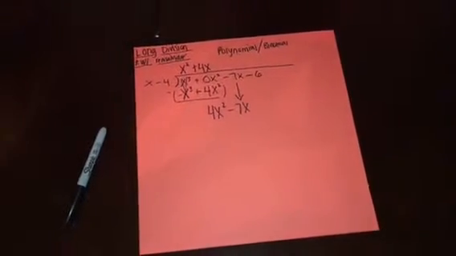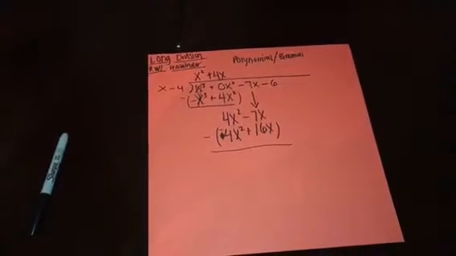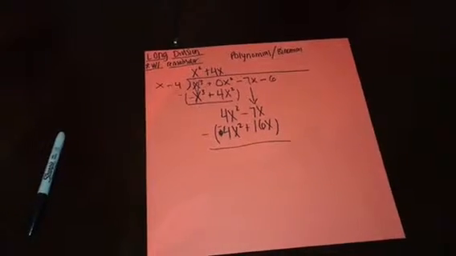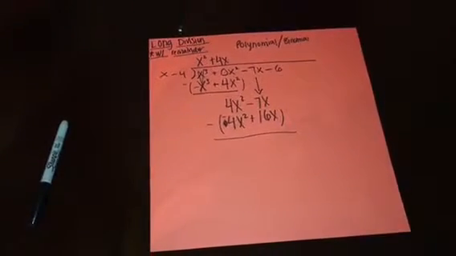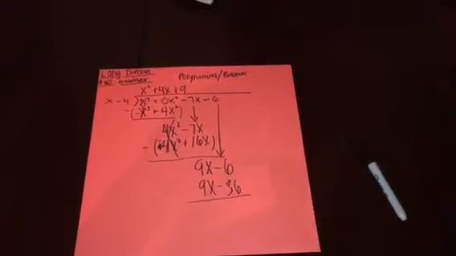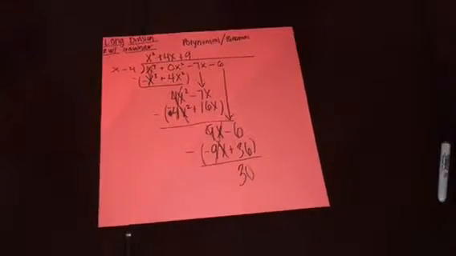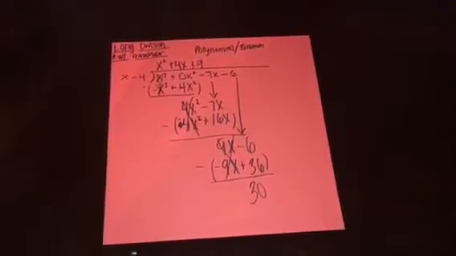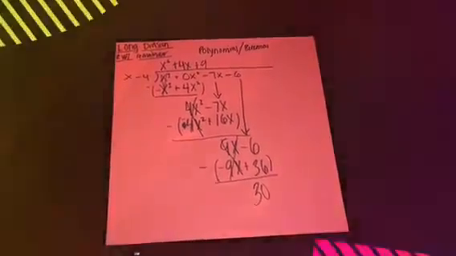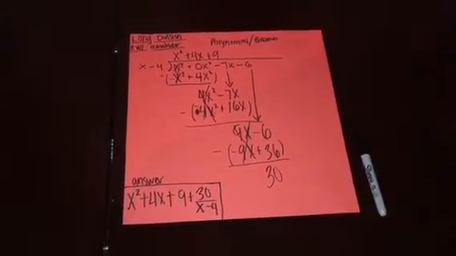Next, I divide 4x squared by x and get 4x. After I multiply 4x to the dividend, I get 4x squared minus 16x, and I subtract that from 4x squared minus 7x, 9x. And I bring down the negative 6 and divide 9x by x. Next, I multiply 9 by the dividend and get 9x minus 36 and subtract. As a result, I got a remainder of 30, and my answer will be x squared plus 4x plus 9 plus 30 over x minus 4.